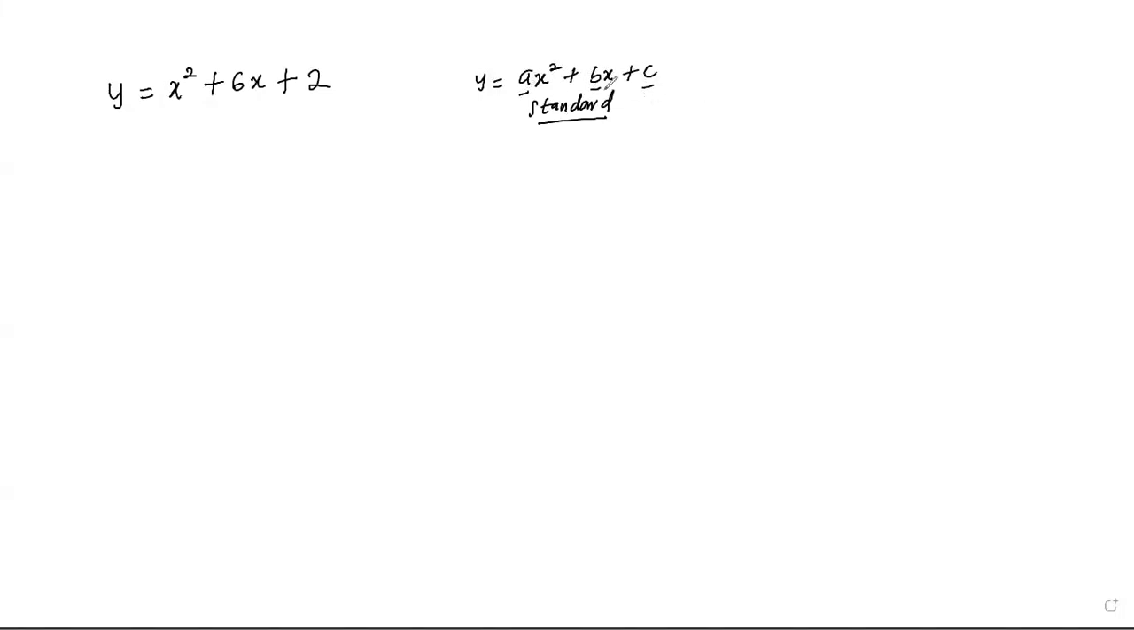So we want to learn how to transform this standard form of a quadratic equation to its vertex form, which is plus or minus a times (x minus h) all squared plus k. Now, in this case, (h, k) is the vertex of the parabola or the quadratic curve. So the vertex graphically looks something like this.